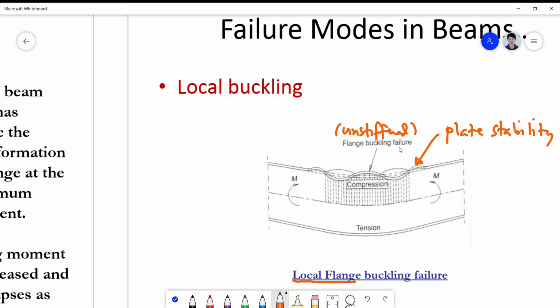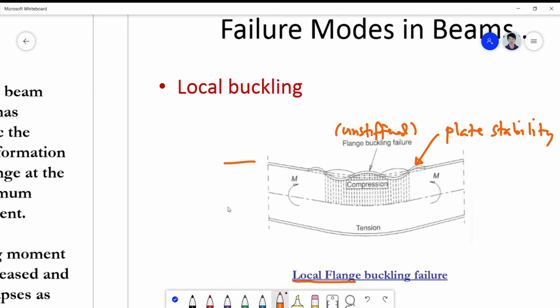Okay, so this is eventually based on the plate stability analysis that we have discussed on compression members. Because this is still compression, it's just that, what do we call this, class? This is no longer uniform compression.